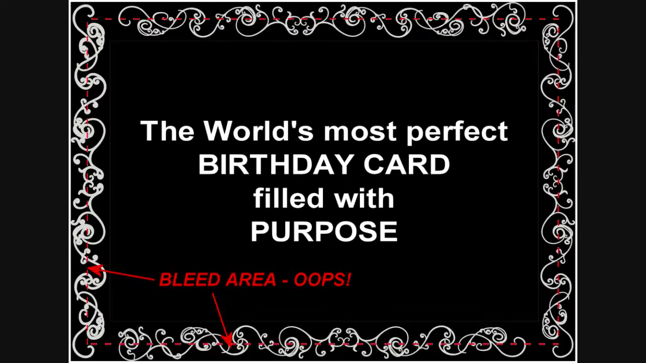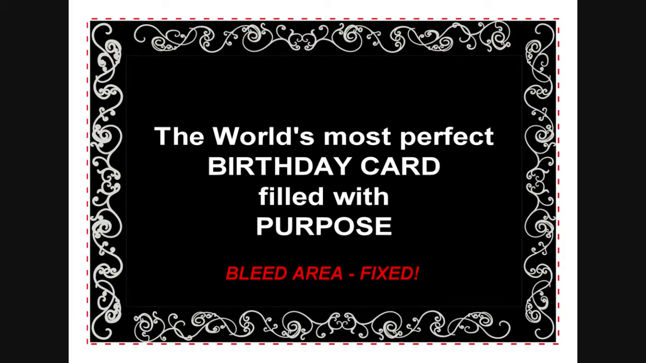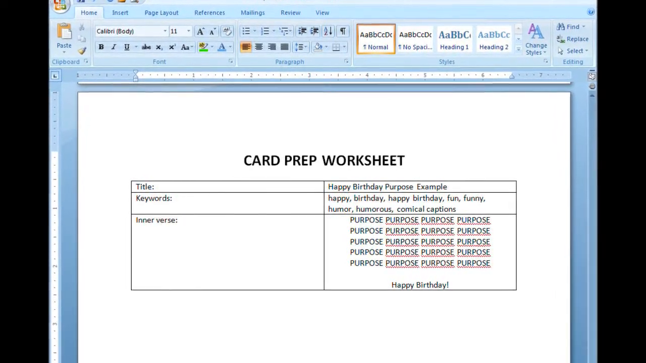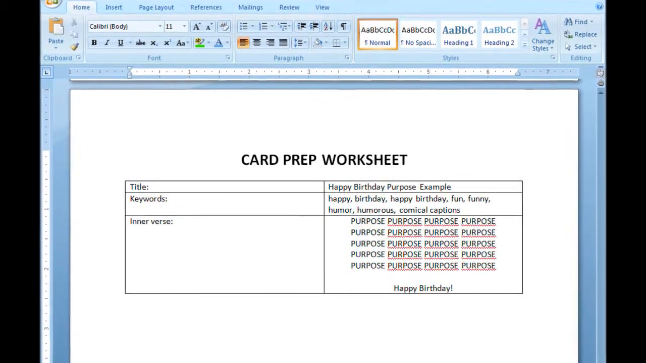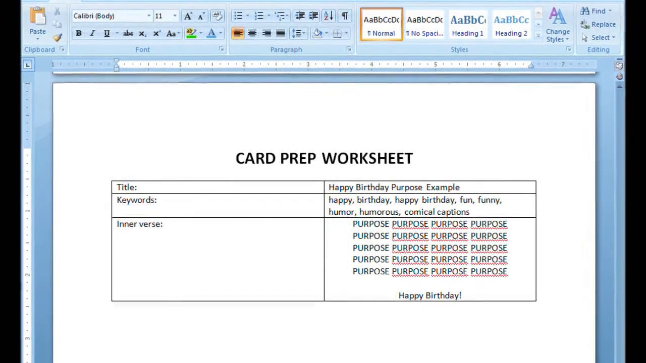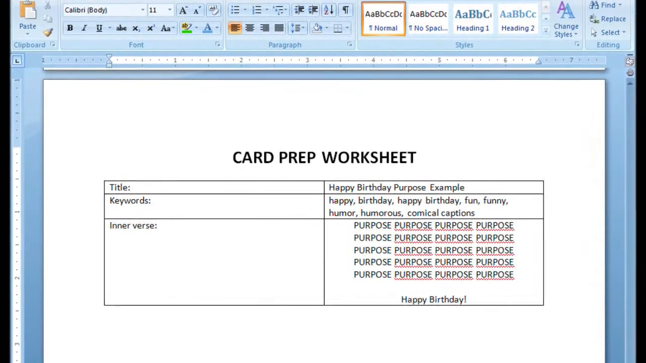Now, before you upload any card, make sure your image is perfect and that you own the rights to it, and that you have no critical content within a 1/4 inch of the edge, which is most likely to be trimmed off when the card is produced. You should also fully prepare your title, keywords, and inner verse ahead of time using a word processor where they can be more completely checked for spelling, grammar, and punctuation problems.